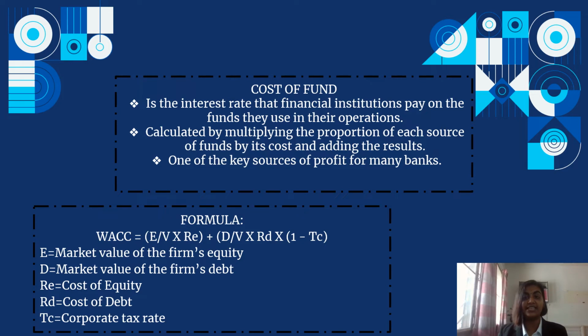Cost of funds is calculated by multiplying the proportion of each source of funds by its cost and adding the results. When funds are utilized for short-term and long-term loans to borrowers, the cost of funds is one of the most important input expenses for a financial institution because a lower cost will result in better returns. When a bank's funds are used to make loans to borrowers, the cost of money is reduced, which equals better returns. One of the key sources of profit for many banks is the differential between the cost of funding and the interest rate given to borrowers.